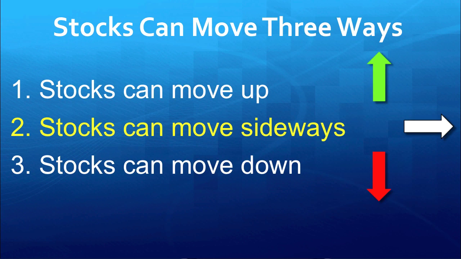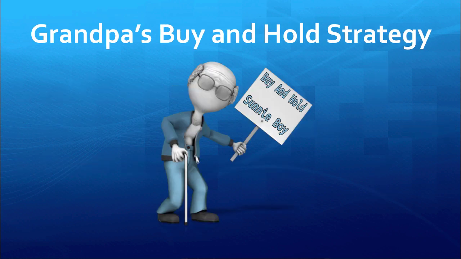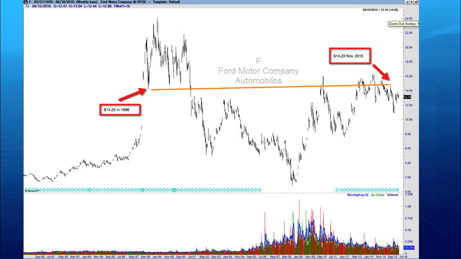All right. Now let's talk about the second way that stocks can move. Stocks can move sideways. That's right, from left to right. So what do I mean by that? I'm talking about your grandpa's buy and hold strategy, and I'm going to share with you why it doesn't really work. And so here's the thing. Grandpa told you what? Buy and hold. So maybe grandpa worked at Ford Motor Company. Let me turn on my drawing tool here. And you can see right here, this is just an example.